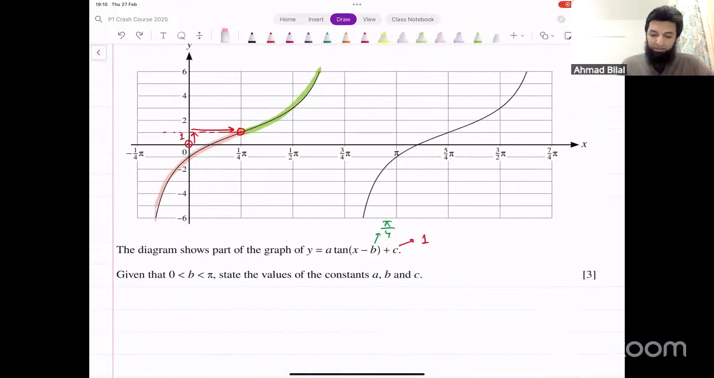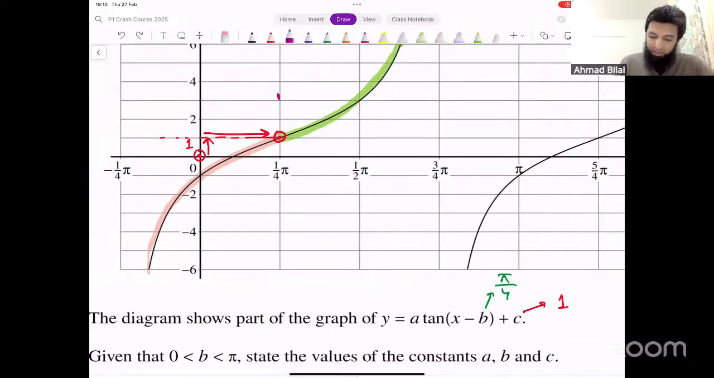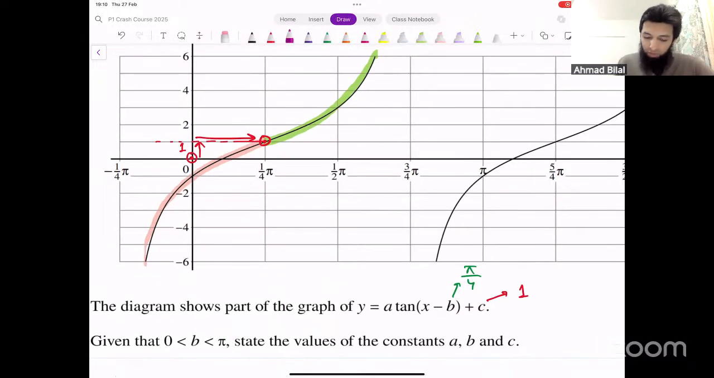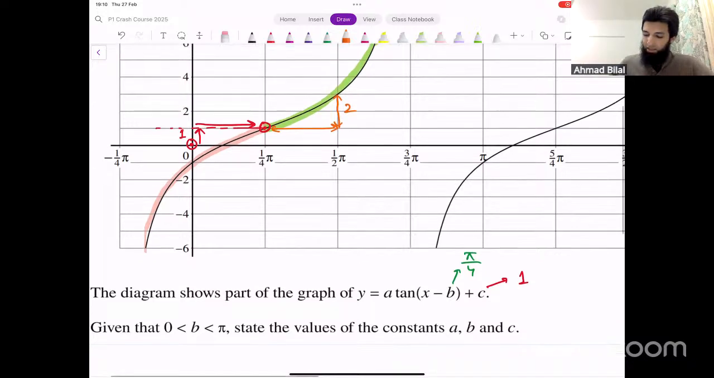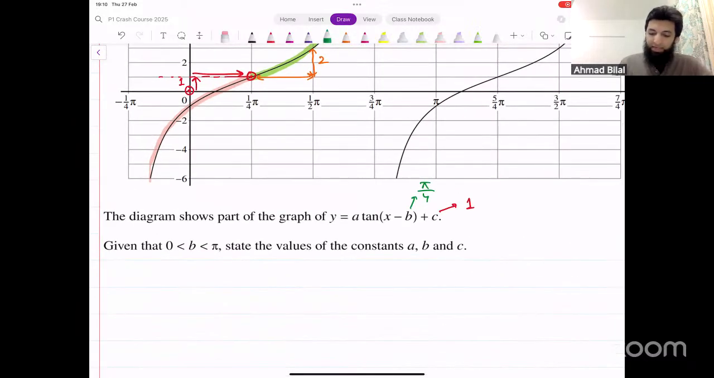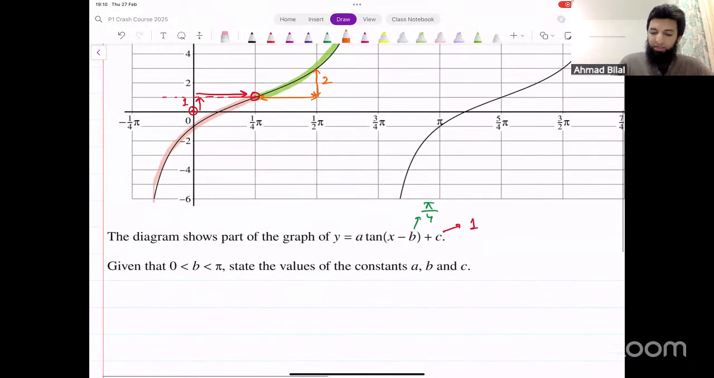Now, in this case, this is where the graph is supposed to start from, right? This is the point corresponding to the origin in that original graph. From this point in this pi over 4 interval, after this, how much is the graph going up? It's going up by 2 units. Earlier, it used to go up by 1 unit. Now it's going up by 2 units. That means the scale factor of the stretch has to be 2. So this number a has to be 2.